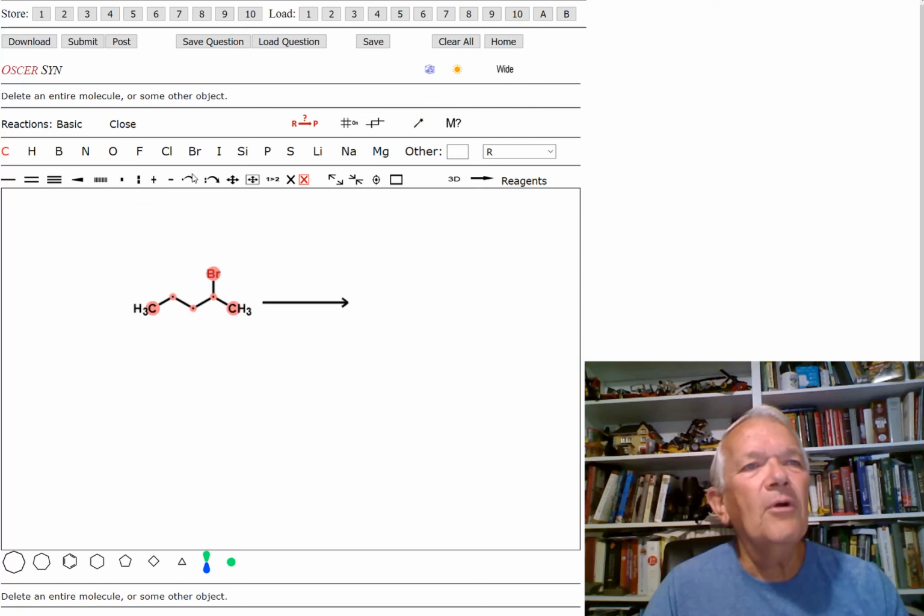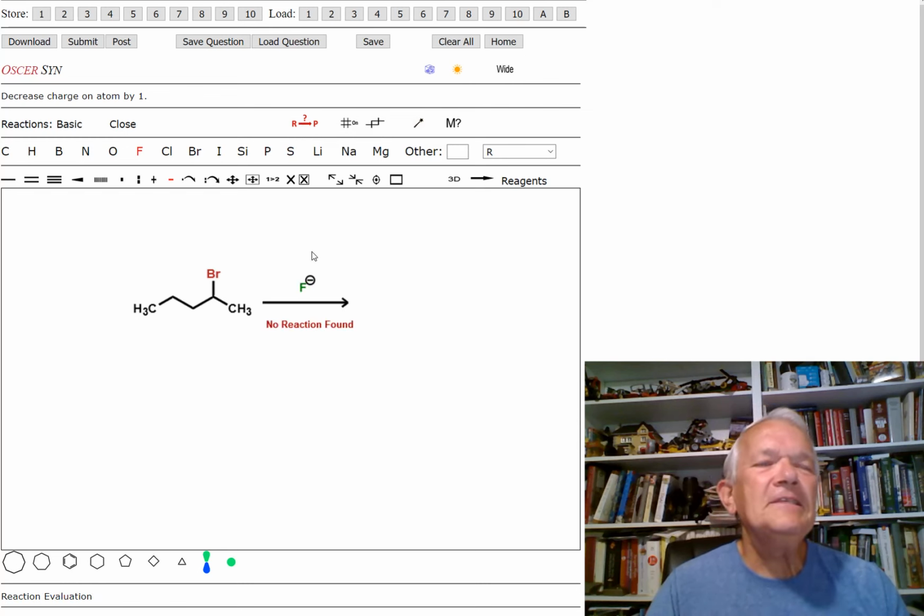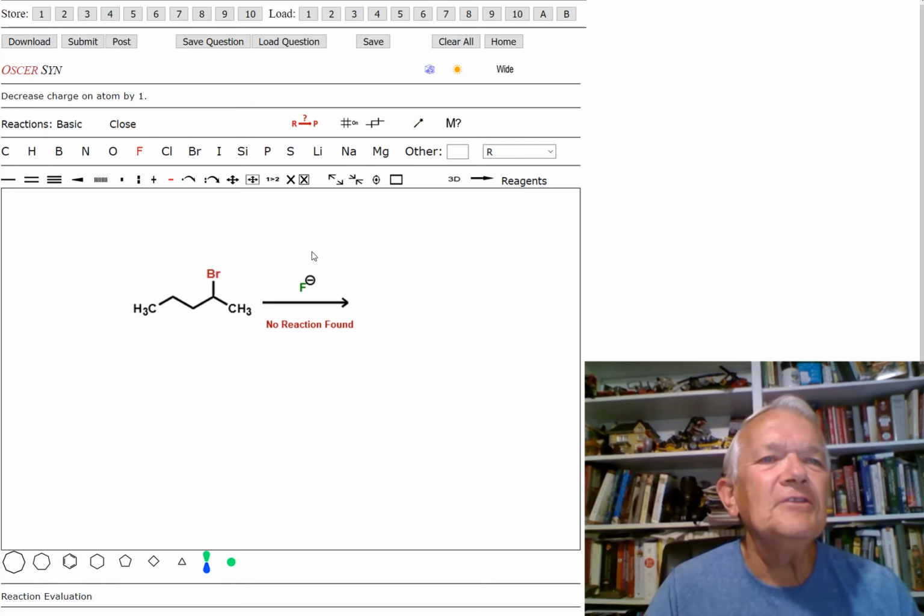What about a really poor nucleophile? Fluoride. Okay, fluoride is not a good nucleophile at all. We try to do this reaction with fluoride. What's going to happen? Well, no reaction. Now, there's a bit of a problem here.